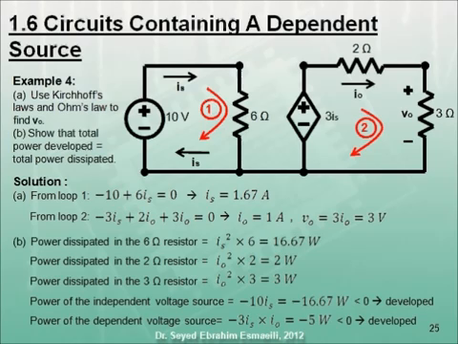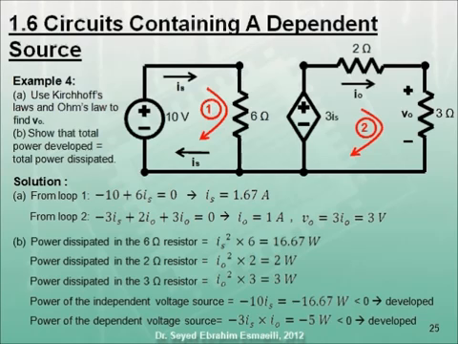The power dissipated in the 6 ohm resistor equals Is squared times 6, which equals 16.67 watts. The power dissipated in the 2 ohm resistor equals I0 squared times 2, which equals 2 watts. The power dissipated in the 3 ohm resistor equals I0 squared times 3, which equals 3 watts.